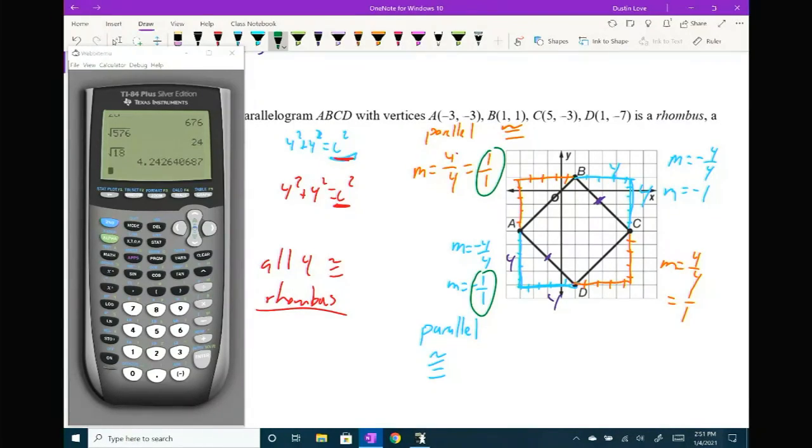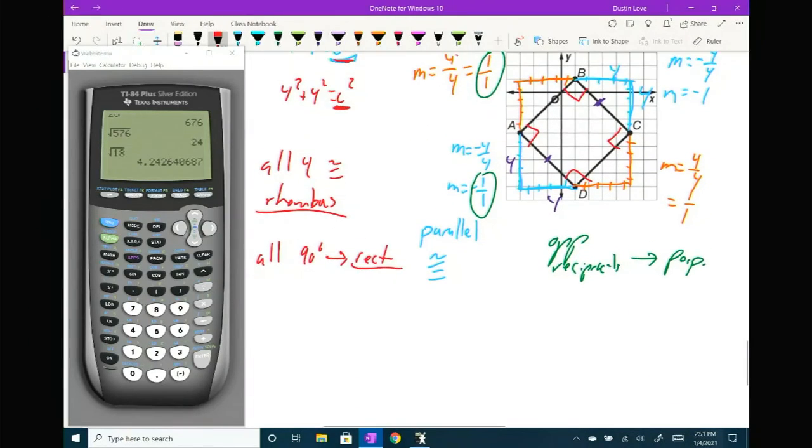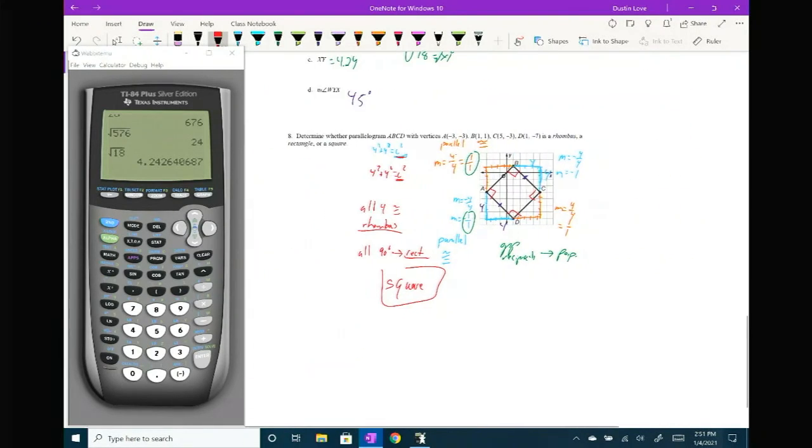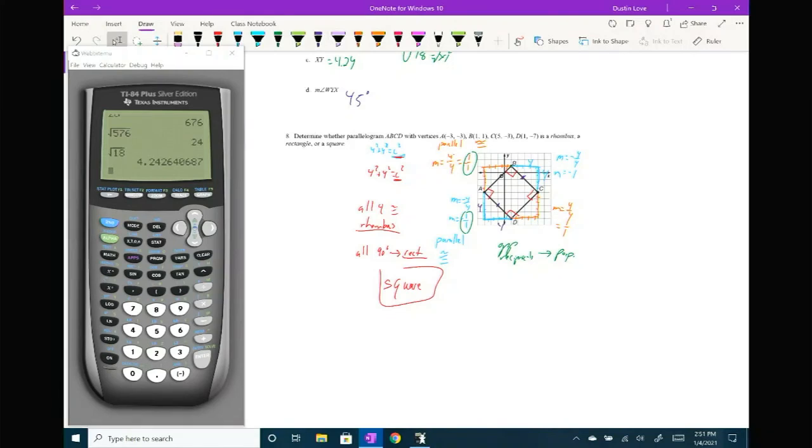But don't stop there, because whenever I look at the slopes, again, I've got a positive 1 over 1 and a negative 1 over 1. Now, that looks to me like those are opposite reciprocals. That implies that they are perpendicular. So in particular, these 4 are also right angles. So all right angles, that implies I've got a rectangle. But if I've got both a rectangle and a rhombus, then that means I have a square. Okay, so we're just checking for every single property. When I see all of them, then that means I've got a square.